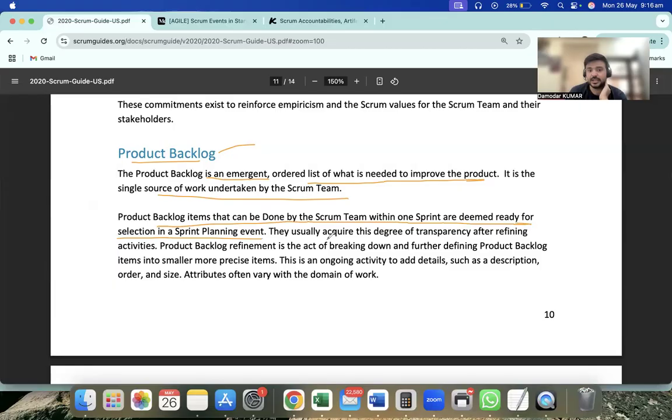That's what we know. They usually acquire this degree of transparency after refining activity. That's correct. That's what we do in sprint planning. Product backlog refinement is the act of breaking down and further defining product backlog items into more precise items. So we call it product backlog refining.